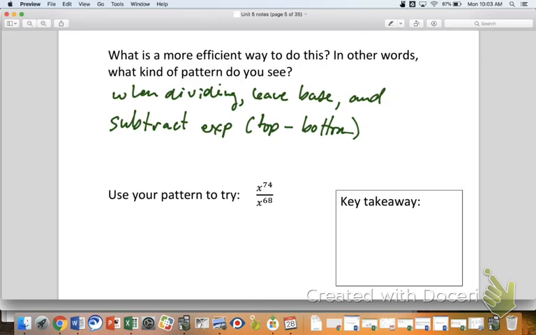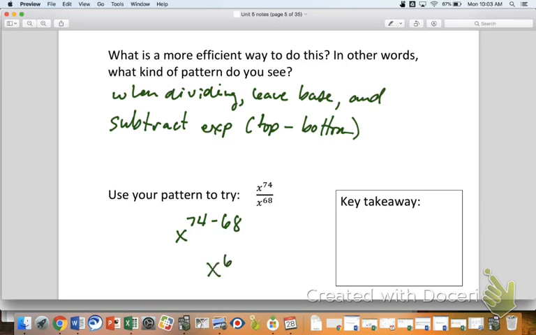So can you see how to use your pattern? You see how that would be unspeakably difficult if you had to expand that thing out and start canceling. It'd take you a long, long time. Again, even then, there's so many of them, you probably doubt yourself and think, oh, I probably messed up somewhere. If you use your pattern here, what do you get? You'd subtract numerator exponent minus denominator exponent, and you would get x to the 6th.